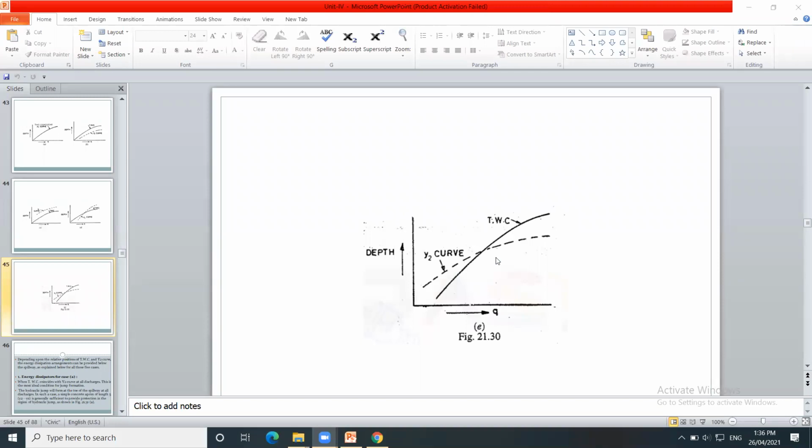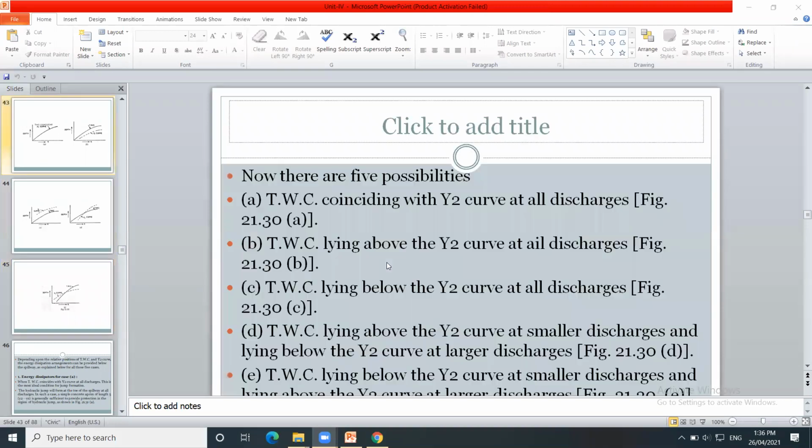These are the 5 possibilities. In first case, TWC and Y2 curve both are coinciding with each other. In second case, figure B, Y2 curve lying below this TWC, and in figure C, this Y2 curve lying above this TWC curve. In figure D, for smaller and larger discharges, this TWC curve and Y2 curve will lie above and below. It is shown in this figure E and figure D.